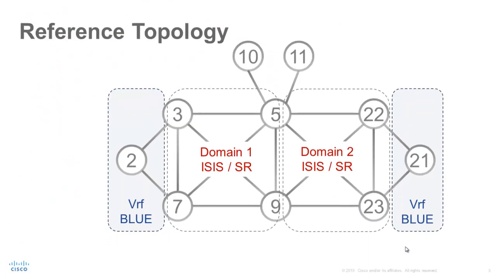In the reference topology, we have two ISIS domains on the left and on the right, 1 and 2, running ISIS and segment routing. At the edges of the network, we have a customer for an L3 VPN.